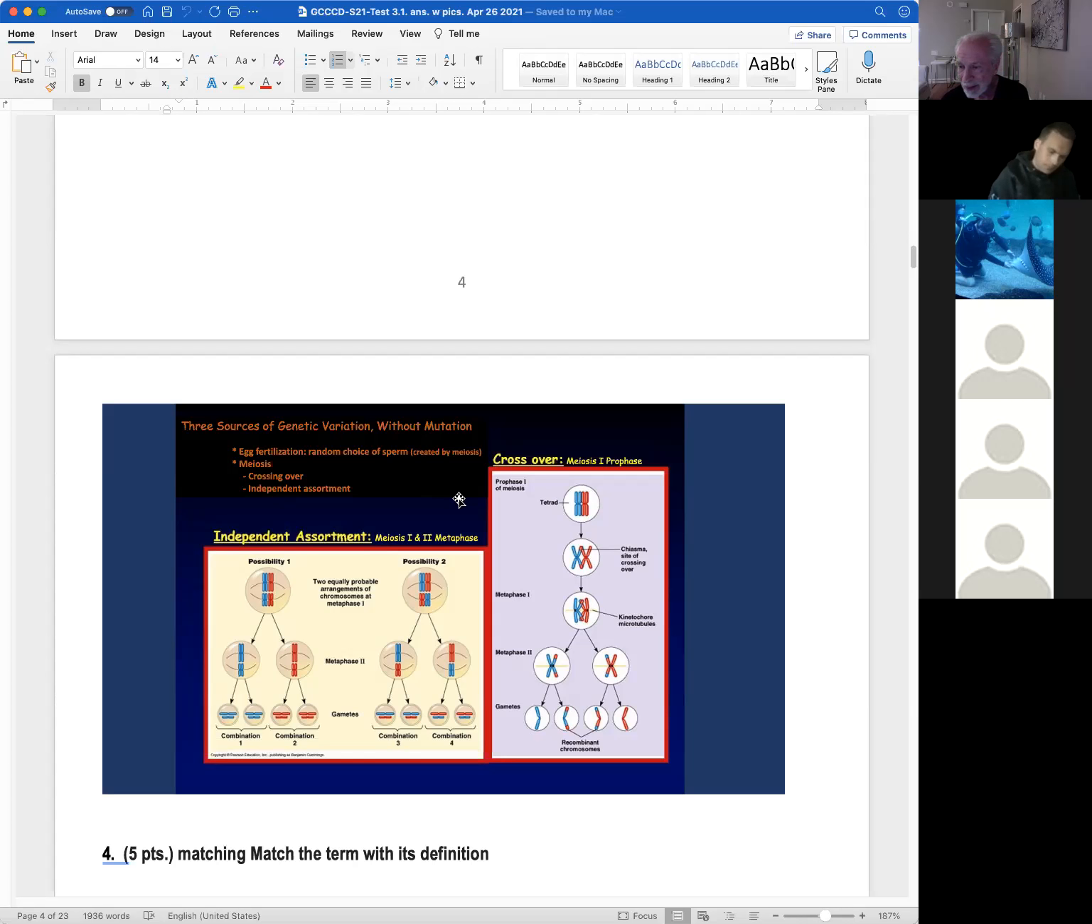Okay, Professor. This is Katrina Vibbard. For both independent assortment and crossing over, can that occur to all 23 chromosomes, or is it specific chromosomes that it happens to? Yes, you're right. That can happen with any of the 23 pairs of somatic chromosomes. Okay, thank you. Okay, anything else?